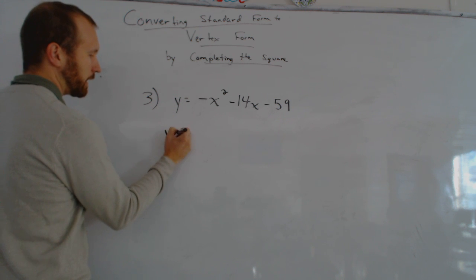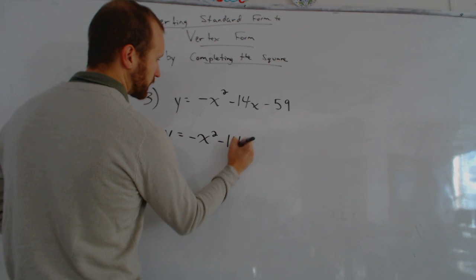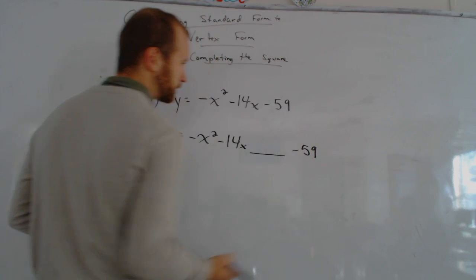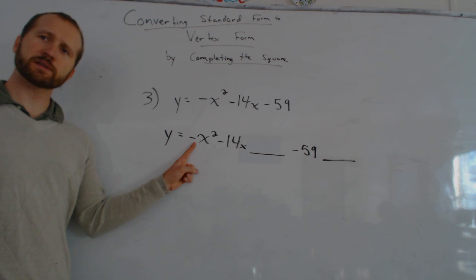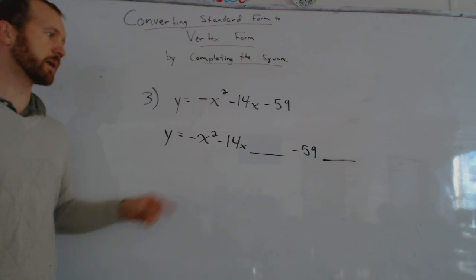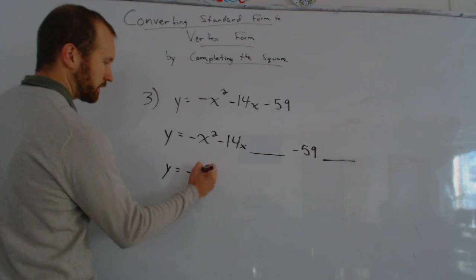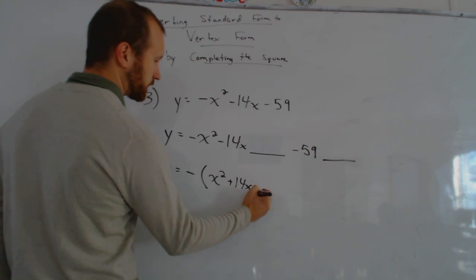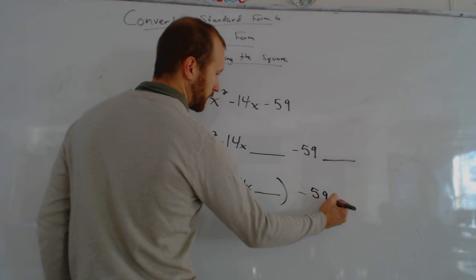So let's try this. y equals negative x squared minus 14x blank, minus 59 blank. What I have to notice is, wait, there's something in front of x squared. So here's what I'm going to do. I'm going to pull out the negative. Negative, x squared plus 14x blank, parentheses, minus 59 blank.